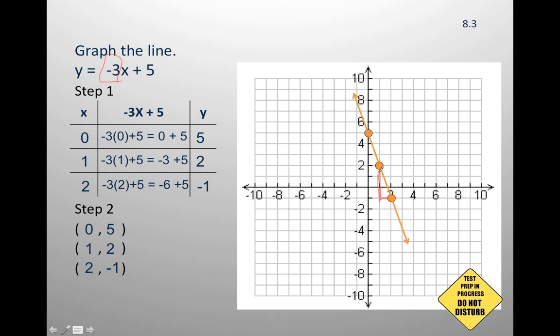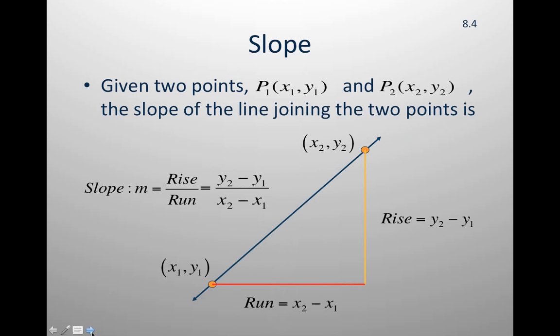Okay, so we can see where we went down 3 here, and we went over 1 here. So we ended up with -3 over 1, which is -3. Okay. So the only time we can find the slope in the equation is when the equation is written in slope-intercept form. Like this equation is written in slope-intercept form.